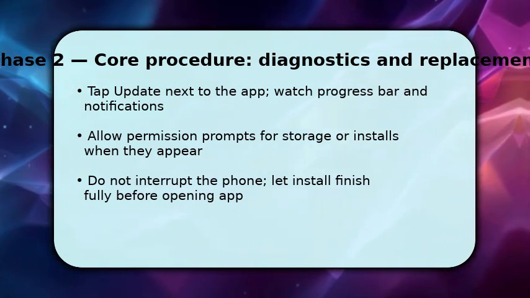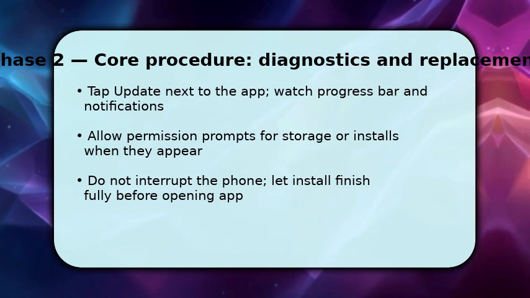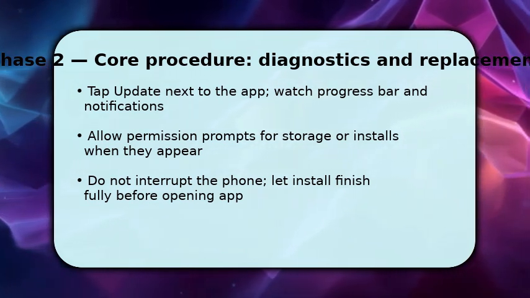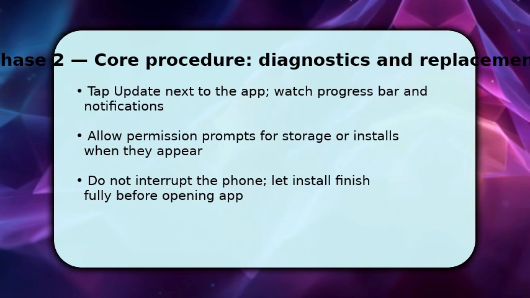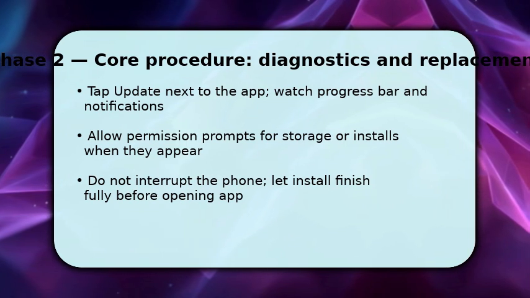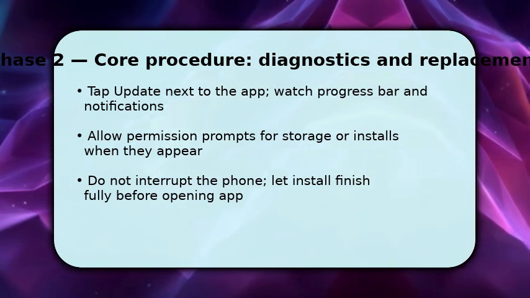If the phone asks for permissions, storage, install from unknown sources, allow them so the update can proceed. While downloading, avoid closing the store or rebooting. Once download completes, the installer runs automatically. Make sure to monitor notifications for errors.